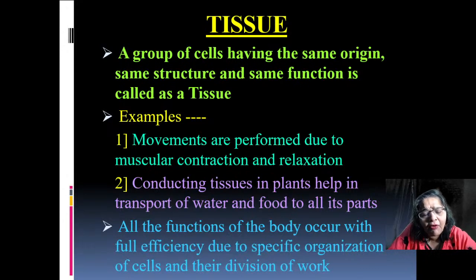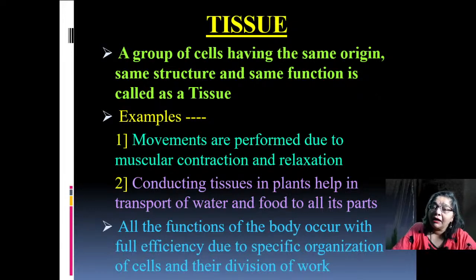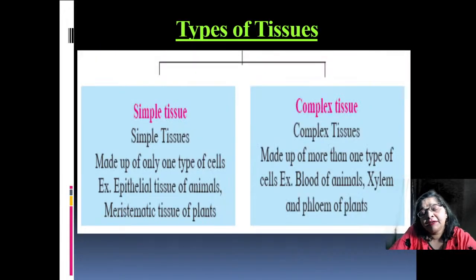So all the functions of the body occur with full efficiency due to specific organization of cells and their division of work, or division of labor, we call it. When a group of cells having the same origin, the same structure and the same function is called a tissue. Now let us see the types of tissues. There are two types of tissues: one is a simple tissue and the other one is a complex tissue.